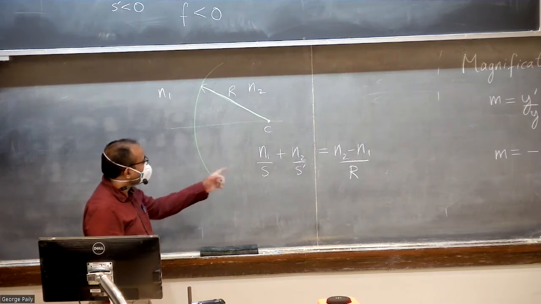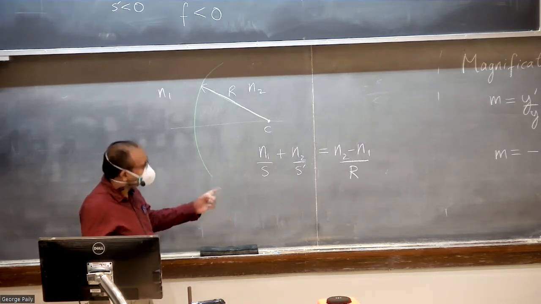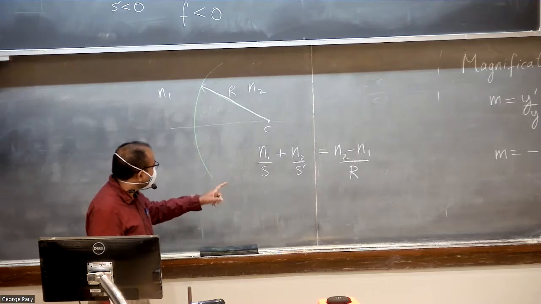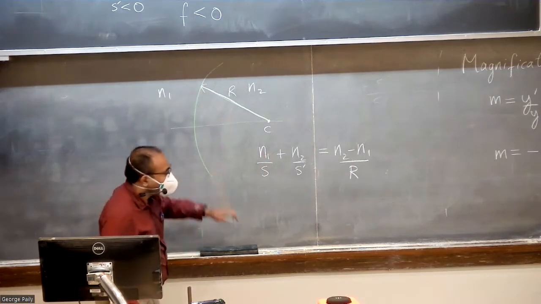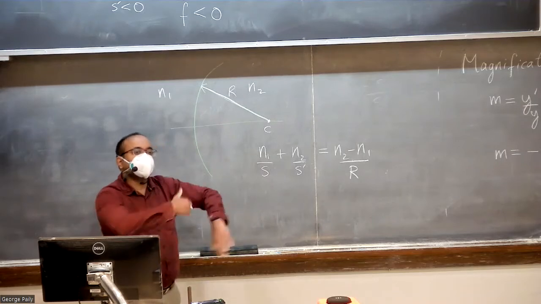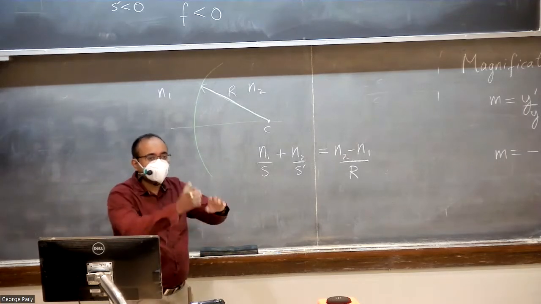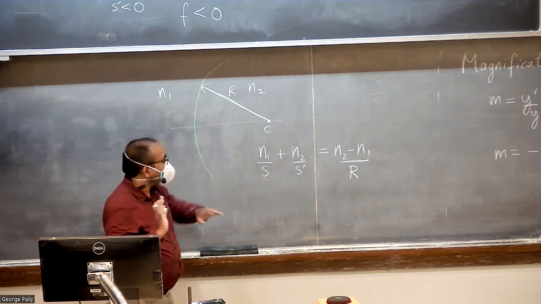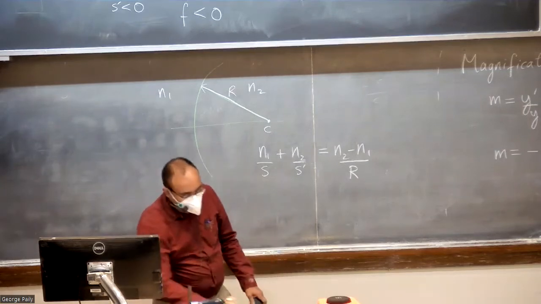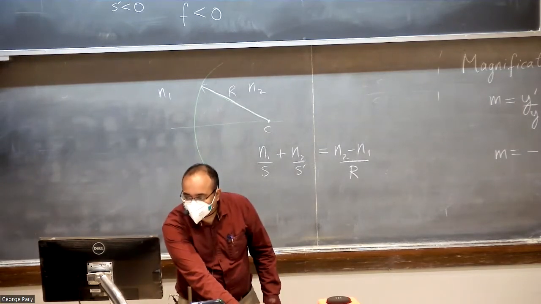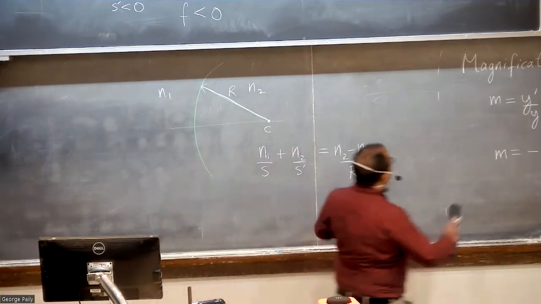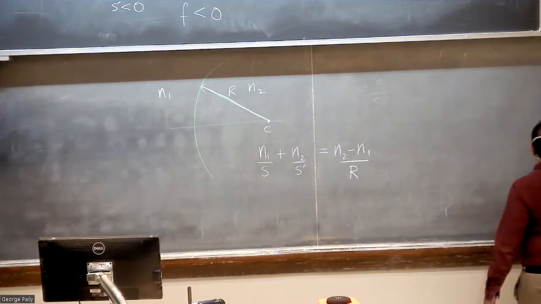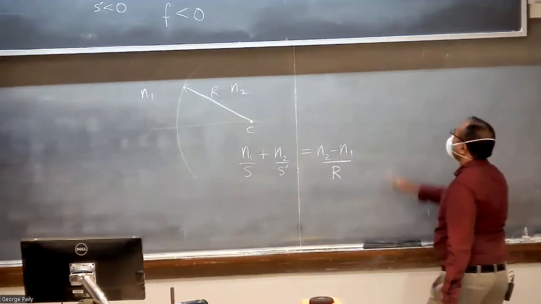And I don't have enough time to go through an example, but I'll post the slides. The slides are already posted actually on Moodle, so you can see an example there. So this talks about when you're going from one medium to another. What is a lens? A lens is simply two such cases, right? You're going from air to glass and then glass to air, and so you can do this equation twice. And then in the limit of having a thin lens, you end up with the so-called lens maker's equation.